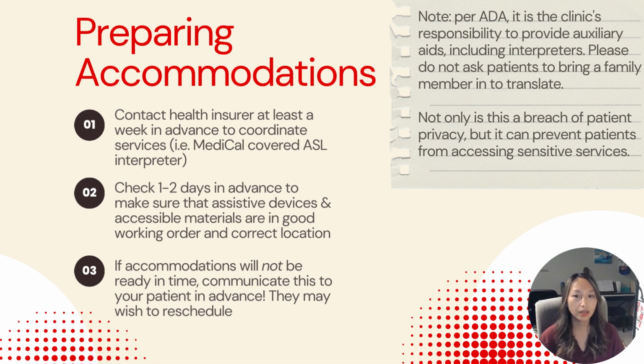And then second, check 1 to 2 days in advance to make sure that assistive devices and accessible materials are actually in good working order and in the correct location that they need to be for the visit. This is such a small thing that can really ruin a visit. If, oh, we have the VRI, but it's in the ward all the way across on the 3rd floor, and so we need to take like 30 minutes for someone to go find it and then bring it over, that's really just going to ruin rapport, and it's just not very professional.